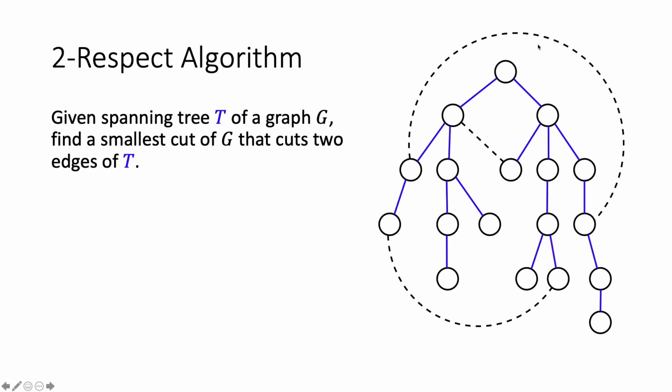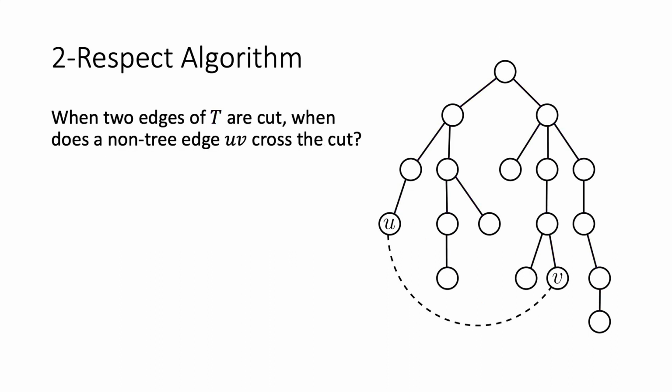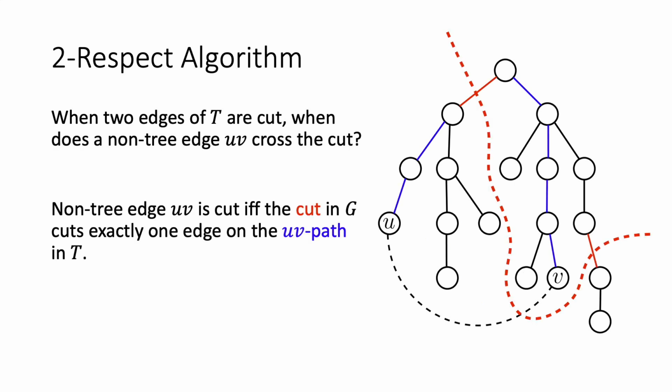Okay, so let's go ahead and now try to take this algorithm and apply it to two respecting cuts. So for two respecting cuts, given a spanning tree T of a graph G, we want to find the smallest cut of G that cuts 2 edges of T. So we can ask again, now when 2 edges of T are cut, when is a non-tree edge UV crossing the cut? Well, it's pretty straightforward.